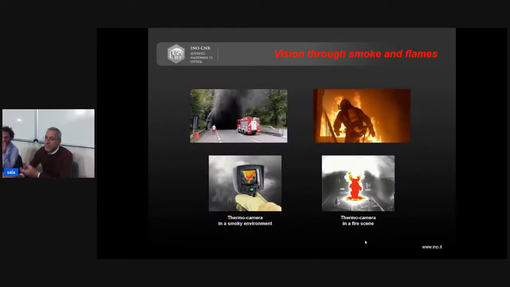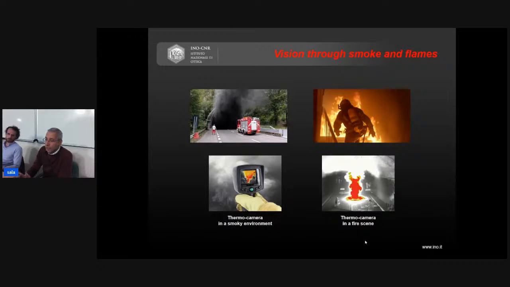So let's see the first application, that is vision through smoke and flames. As you can imagine, this application has relevant potential in the field of fire rescue, of fire emergency, to let rescuers move safely in a fire scenario and to help them in identifying people or things hidden behind a curtain of smoke and flames.